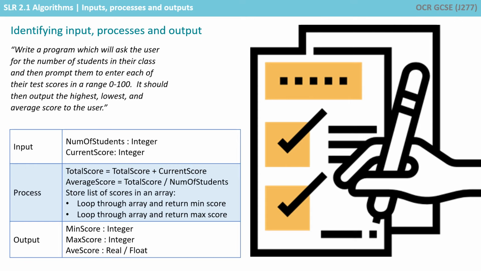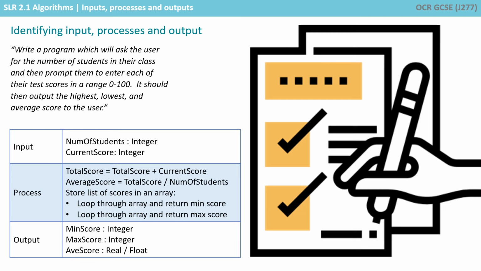There's various processes required here. We know we're going to need to work out a total score, so we're going to need to be performing a calculation. Total score equals the current total score plus the new current score. Once all scores are entered, we've been told we're going to need to output an average score. So one of the processes will need to be average score equals the total score divided by the number of students, which was entered earlier.